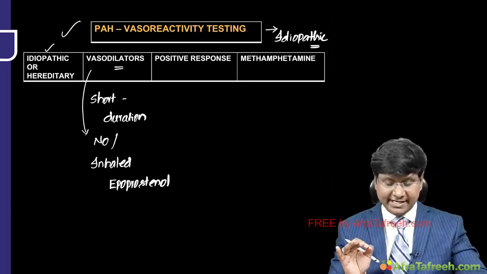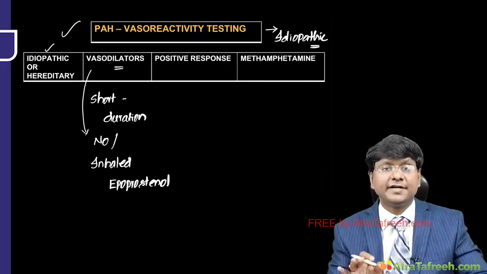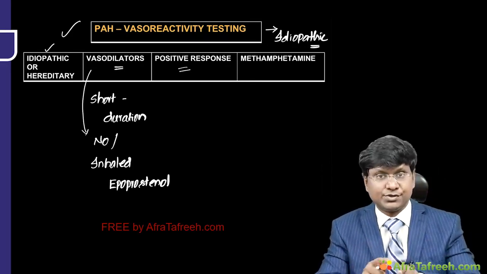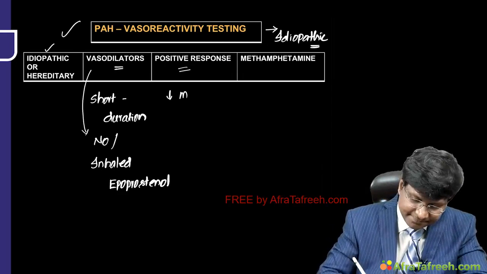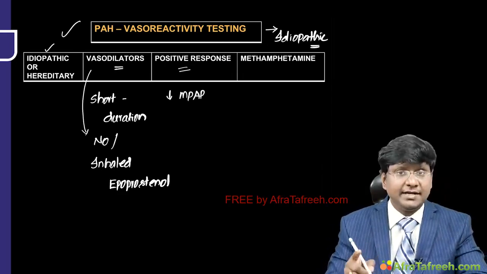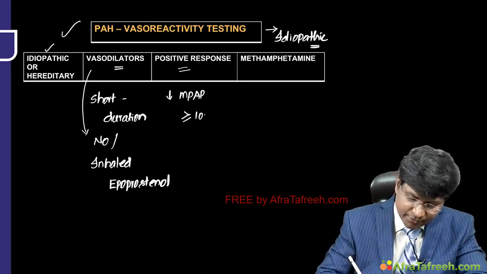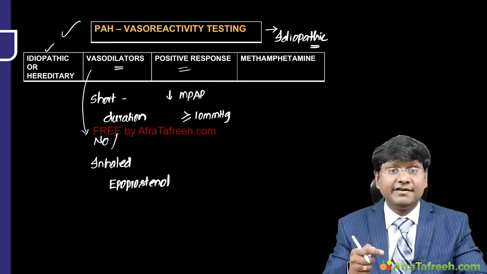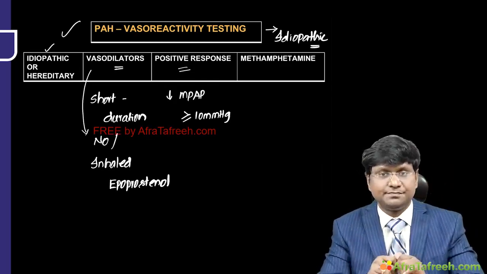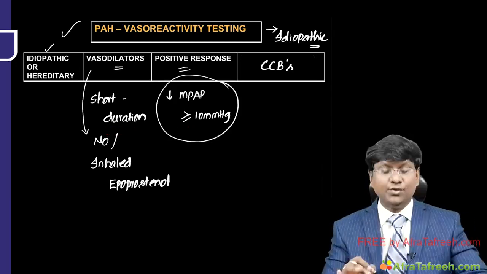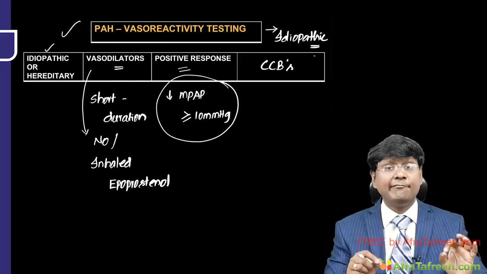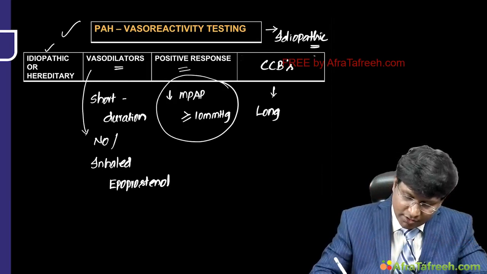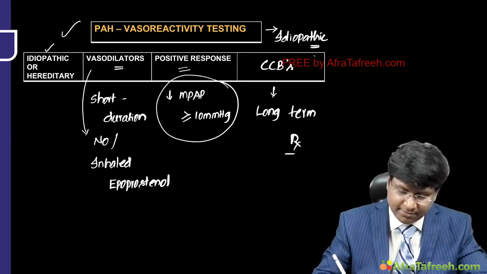Nitric oxide and inhaled iloprostenol are preferred for testing. Once you give vasodilators, when will you call it a positive response? If there is a decrease in mean arterial pressure of more than or equal to 10 millimeters of mercury, then it is considered a positive pulmonary vasodilator response test. These responders, in whom you have a positive response, have to be given calcium channel blockers as long-term treatment.